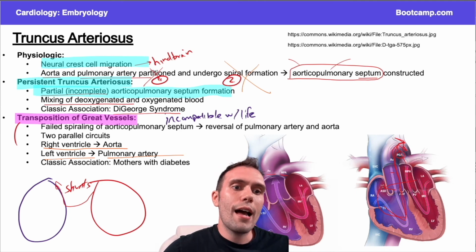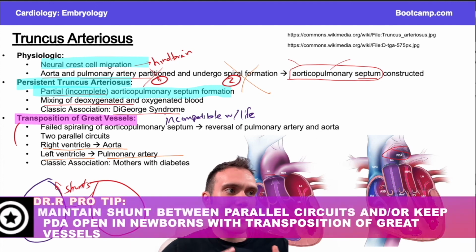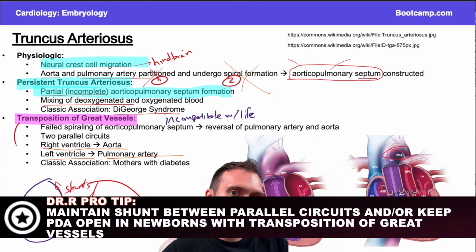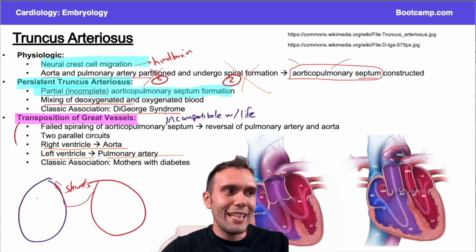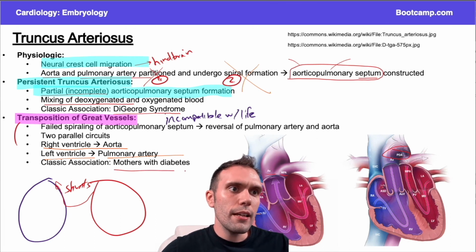And how would you do that? Well, remember that the ductus arteriosus usually closes within the first 3 days of life. Now, if I can keep that ductus arteriosus patent, or keep it open, these patients can still get oxygenation into this deoxygenated circuit. Okay, so I can give them certain medications, like prostaglandins, for example, to keep that open. And we'll talk more about that in a future video. And this is very classically associated with mothers that either have diabetes or gestational diabetes.